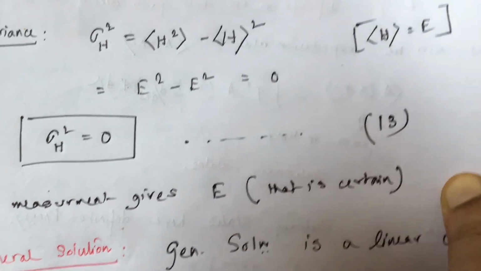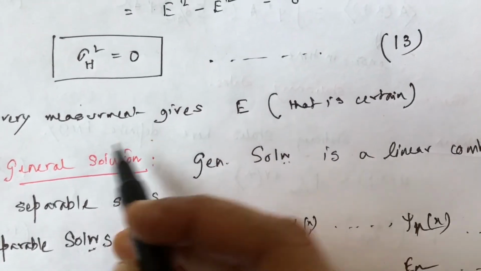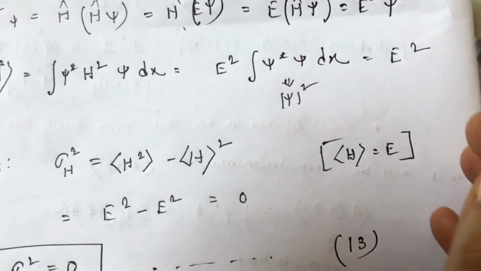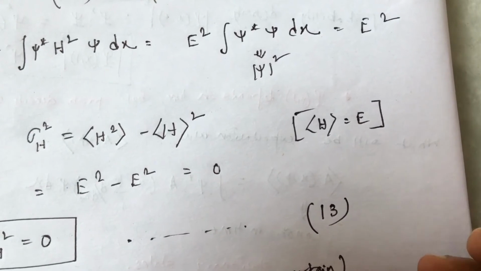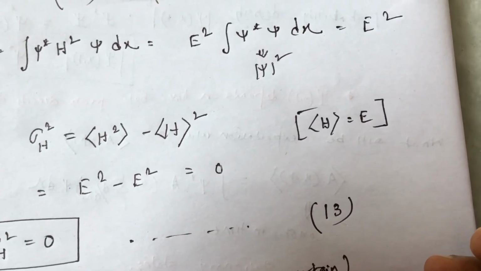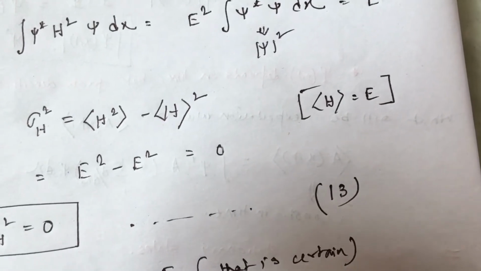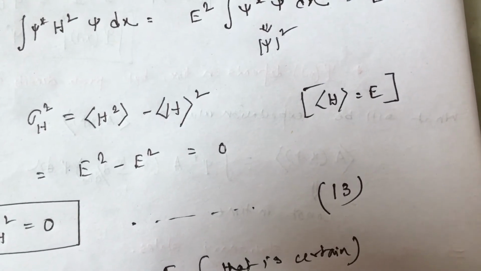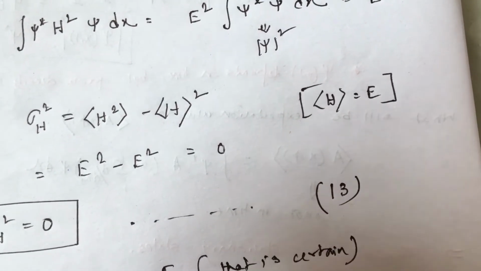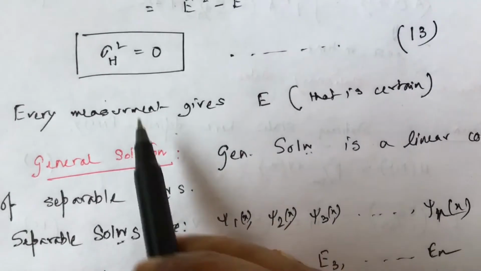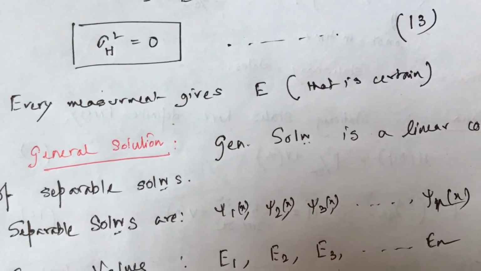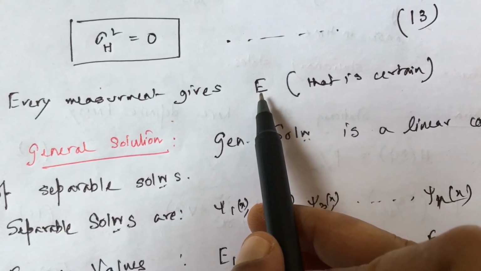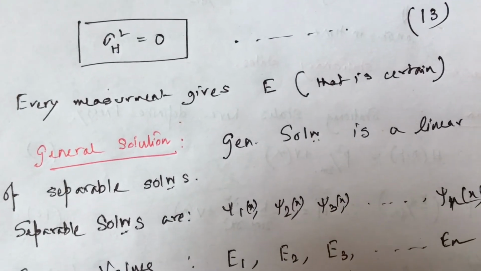What does that mean? What is the significance of equation 13? It means if I calculate the energy E for these states, every time I calculate the total energy of the particle, I am certain that I will get a value E. So zero variation ensures that I get this energy value E for every measurement.